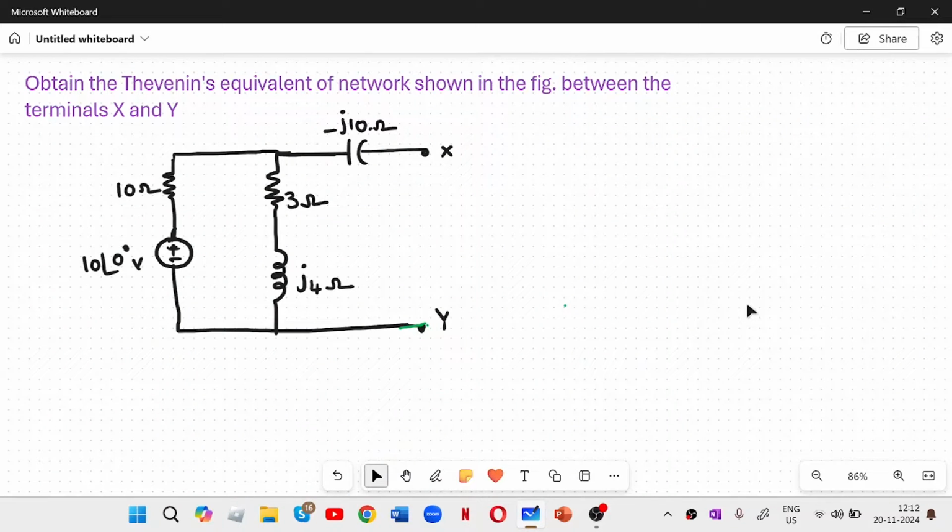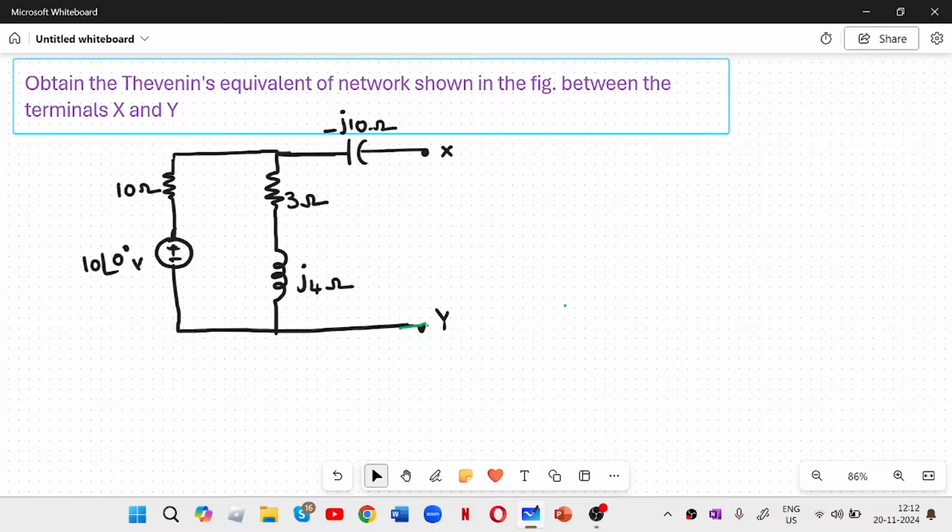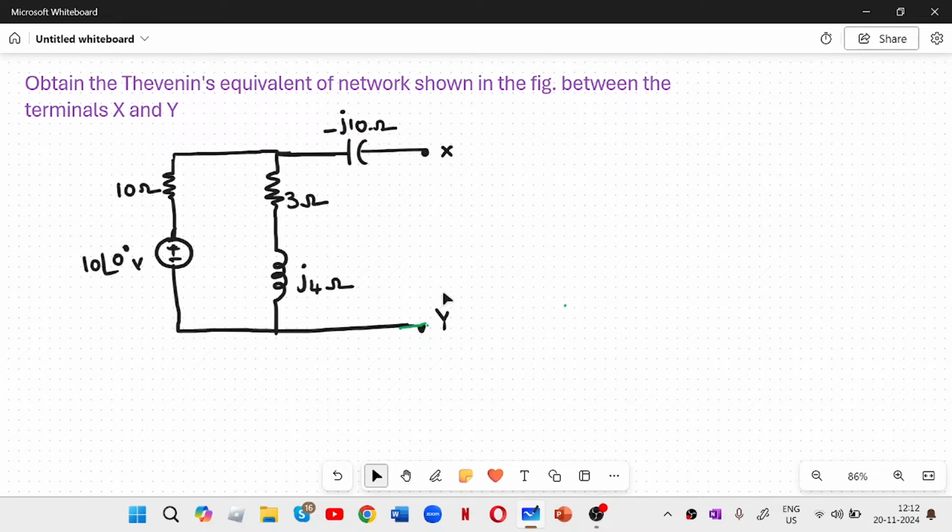Let us see a problem on Thevenin's theorem. So this is the network they have given. We have to find out the Thevenin's equivalent network across the terminals x and y. So here the terminals x and y are already open.